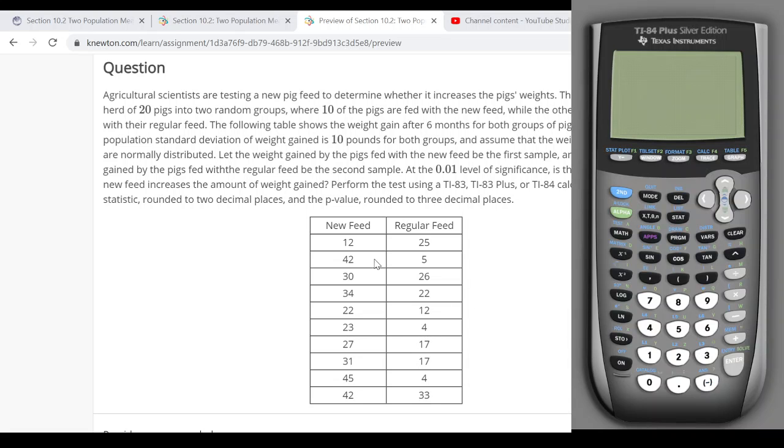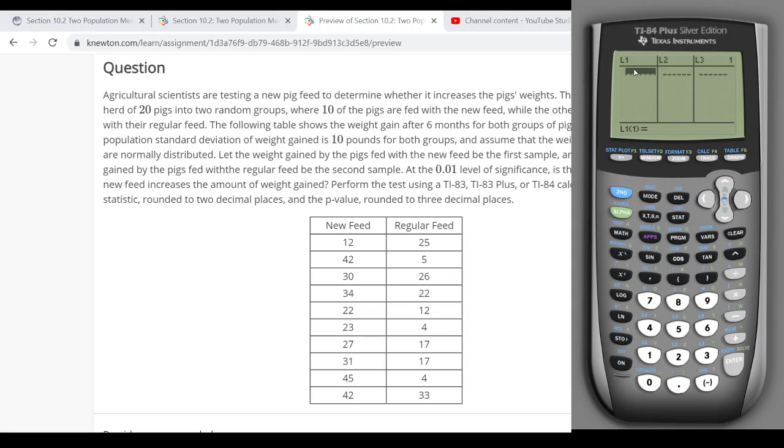So what I'm going to do is enter these two samples, the sample of pigs eating the new feed, the sample of pigs eating the regular feed. I'm going to enter these as lists on my calculator. So again, I got a TI-84 here. You hit Stat, Edit, and hopefully you've seen this by now, right? Me entering lists of data.